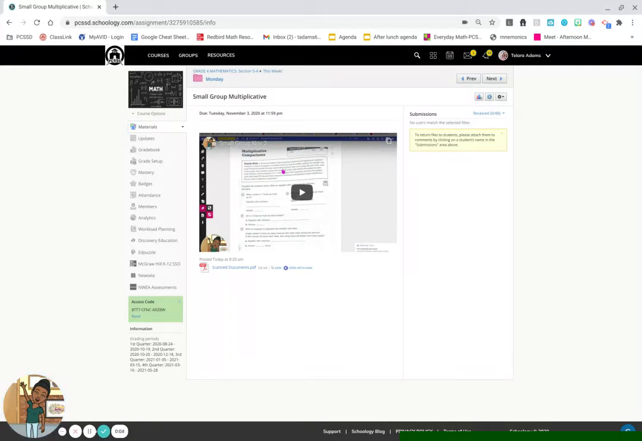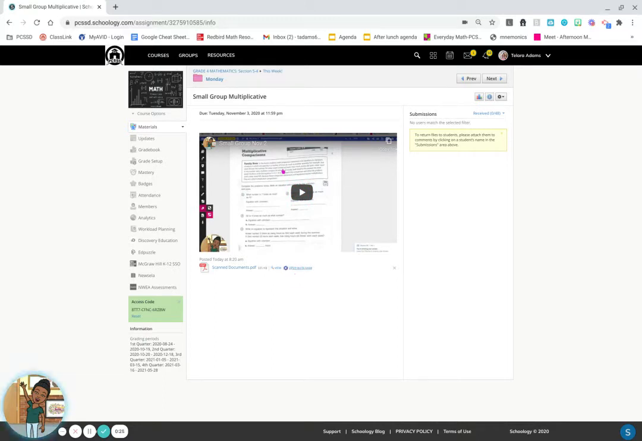Back to multiplicatives. Here we go again, using our skills, our multiplication skills, that is. When this assignment opens up, remember you will have a window with the video. Just hit play. If it needs to be a little larger, then you can always make it larger by clicking on the window that pops up.